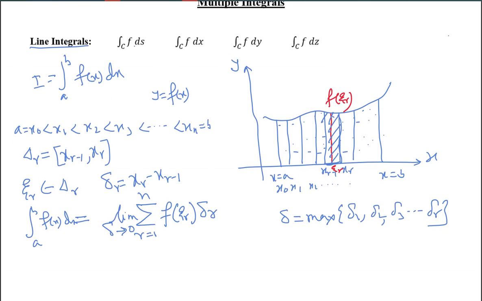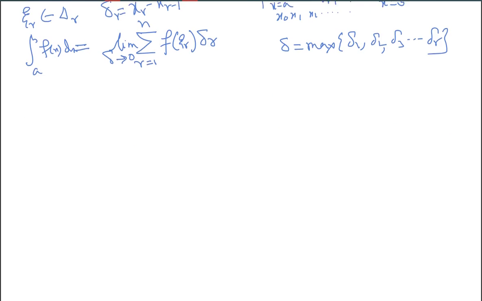Okay, so this is the definition of the integral from a to b of f of x dx. This is one particular case of line integration. Now, what do you mean by line integration? In this integration, I is equal to the integral from a to b of f of x dx. So we're integrating from a to b on the x axis.